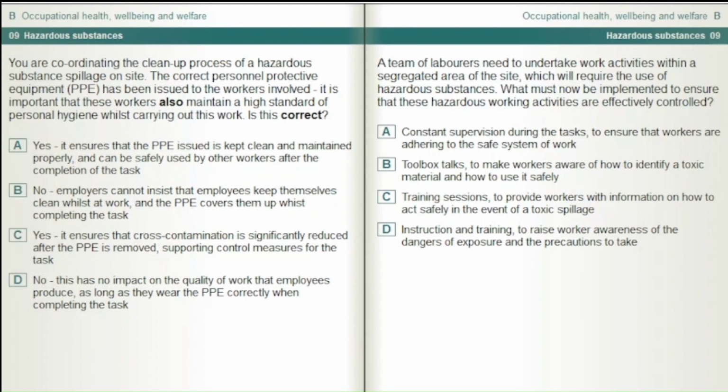Toolbox talks to make workers aware of how to identify a toxic material and how to use it safely. Training sessions to provide workers with information on how to act safely in the event of a toxic spillage. Instruction and training to raise worker awareness of the dangers of exposure and the precautions to take.